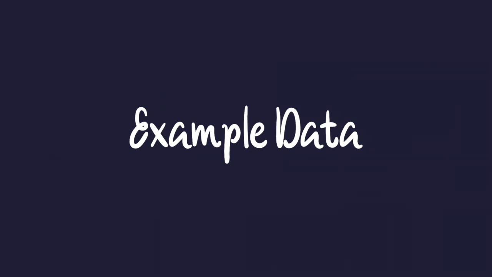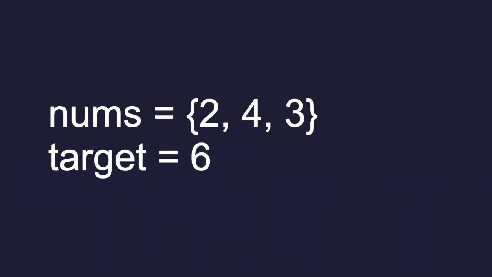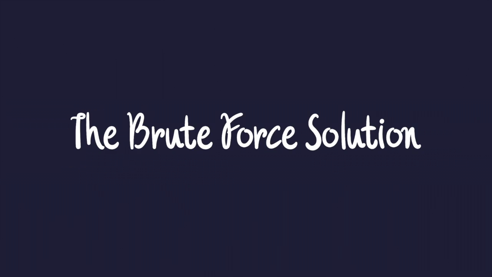So the first thing we can do is think about some input and output examples. For instance, if we have an array of integers 11, 2, 7, and 15, and a target of 9, we want to return an array with the indices of two numbers that add up to 9. In this case, it would be index 1 and index 2. Another example would be if we're given an array of integers 2, 4, and 3, and a target of 6, we should return an array containing index 0 and index 1. You get the picture.